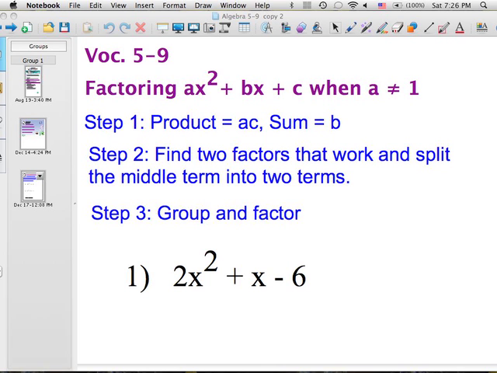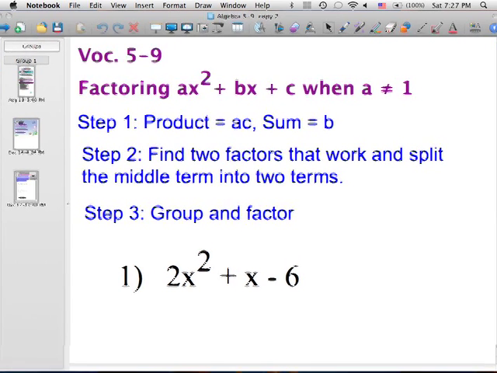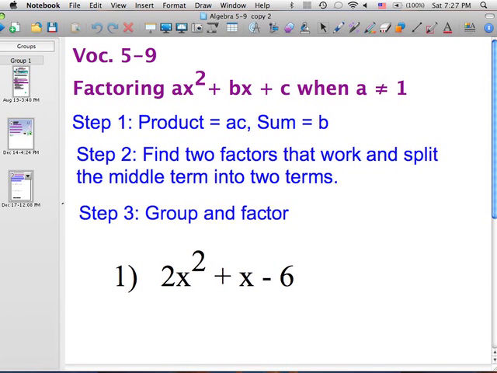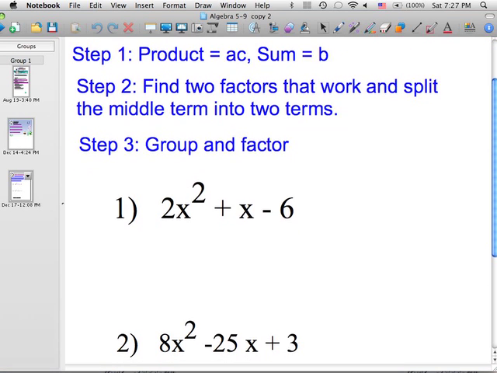The steps to do this: the product is not going to be just c, it's going to be a times c. The sum will still be b. So we're going to find two factors that work, and we're going to split the middle into two terms. In other words, we're going to get the four products. We use FOIL and then group and factor. So this is why we learned the grouping method first.